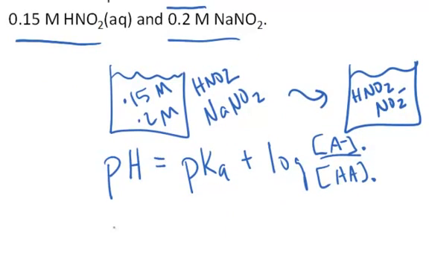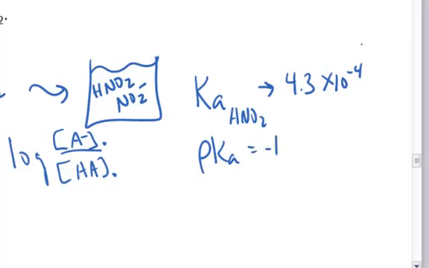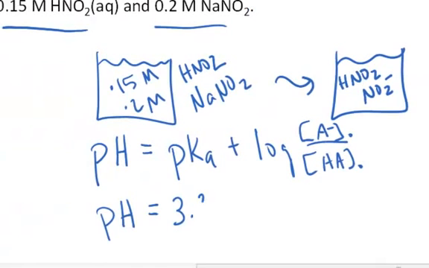Okay, so first of all, we're looking for the pH. The pKa, we can either look it up in a table or we can calculate it based on the Ka. The Ka for the acid HNO2, nitrous acid, is 4.3 times 10 to the minus 4. So the pKa of that acid is just the negative log of the Ka, which is equal to 3.37.